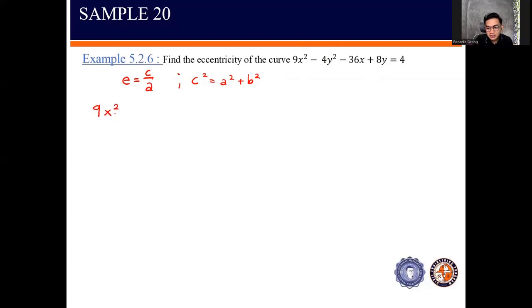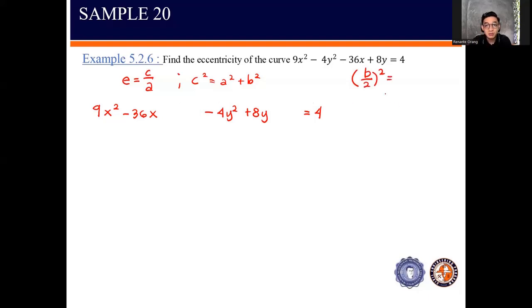ilagay natin, no, 9x squared, then yung negative 36x. Then let us have a space para masulat natin mamaya. Then minus 4y squared plus 8y, then another space, then that is equivalent to 4. So again, ulitin natin, that is completing the square. That is b divided by 2 squared. So for this one, or for this part, that is 36.